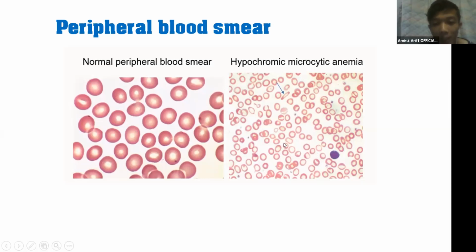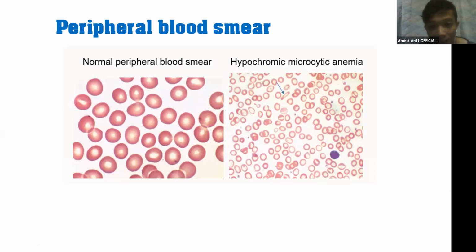Usually we compare the RBC relative to the white blood cell. Usually the RBC is more or less the same size as the white blood cell, but in microcytic anemia the size might be almost half of the white blood cell. There is also anisopoikilocytosis in the hypochromic microcytic anemia in IDA.